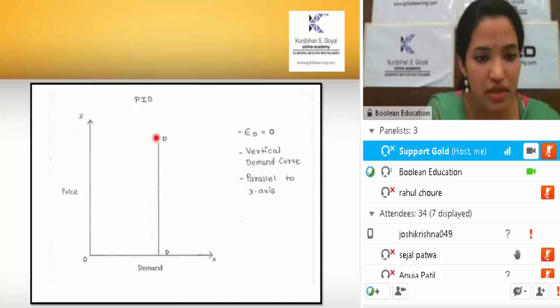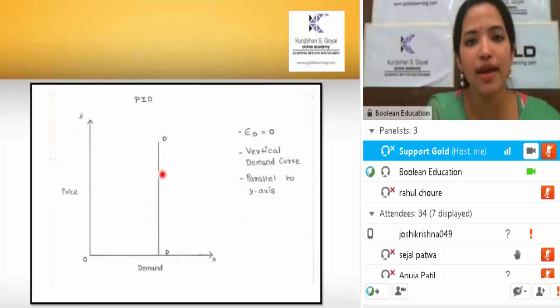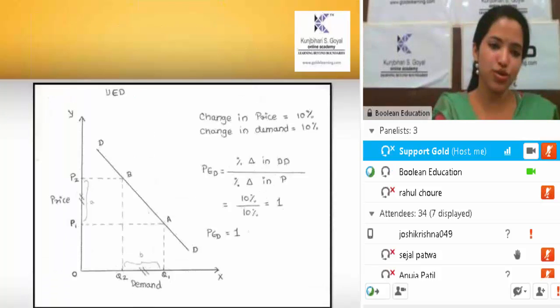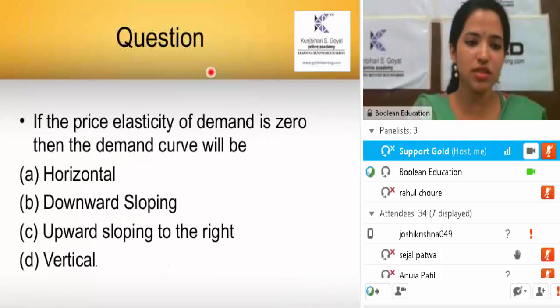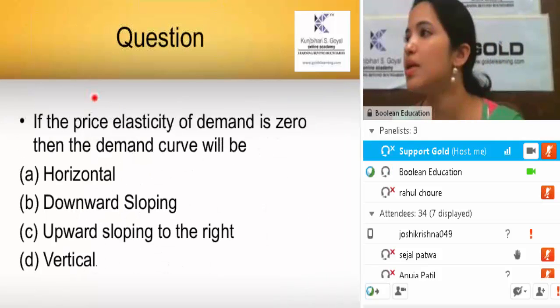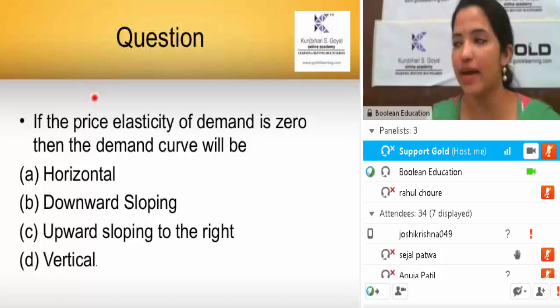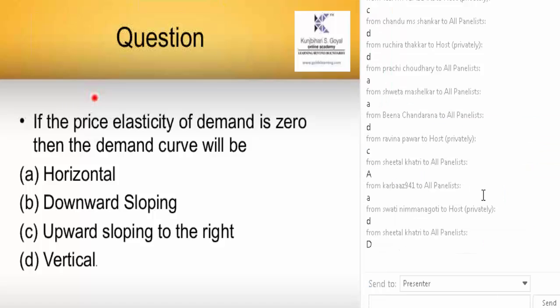That is, this is a vertical straight line. Have you understood the answer? So let's go back to our question. Now everyone answer. Now what will be the answer? It is D. Right. This is a vertical straight line. Good. Have you understood so far?